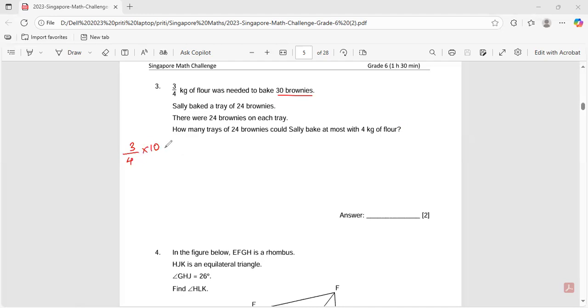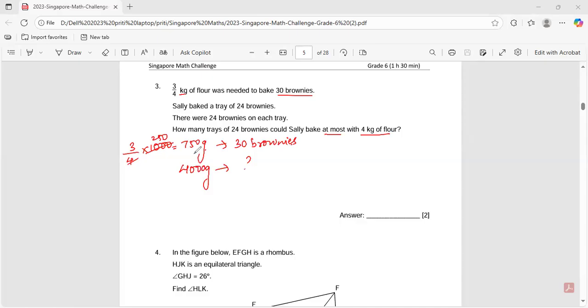So 3/4 of a kg is 750 grams. So 750 grams is required to bake 30 brownies. Now they're asking how many trays of 24 brownies Sally could make with at most, meaning a maximum of 4 kg of flour. So 4 kg we can convert into 4000 grams.